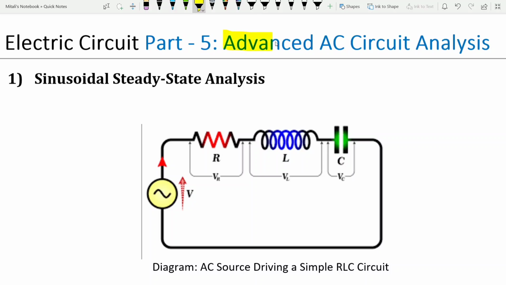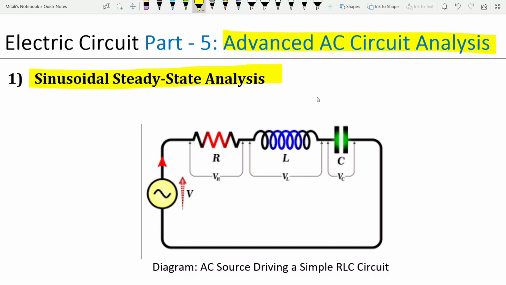In today's video, we will cover some advanced topics in AC circuit analysis, including sinusoidal steady-state analysis, resonance, two-port networks, balanced three-phase circuits, star-delta transformation, complex power and power factor in AC circuits. Let's dive right in. First, let's talk about sinusoidal steady-state analysis.